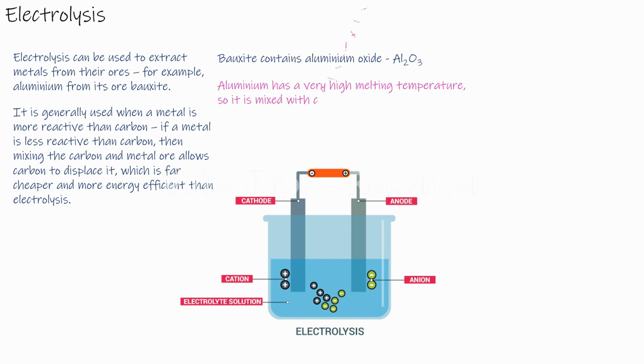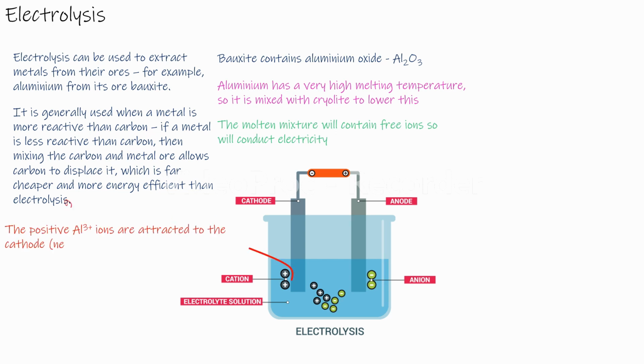We can say that aluminium oxide has a very high melting point, so it is mixed with cryolite to lower this. And also we can add that the molten mixture will contain free ions, so will conduct electricity, which, as you know, is vital for electrolysis.